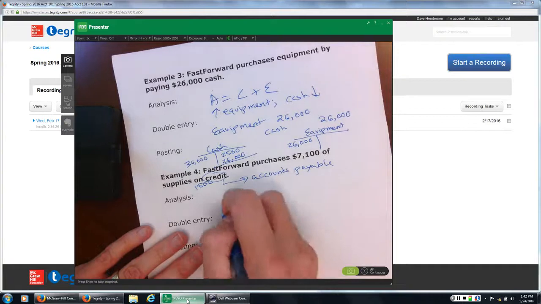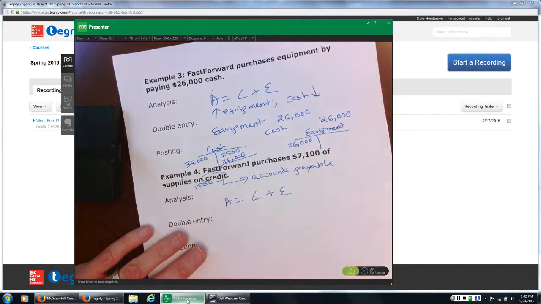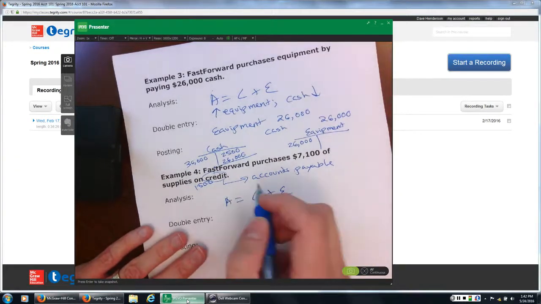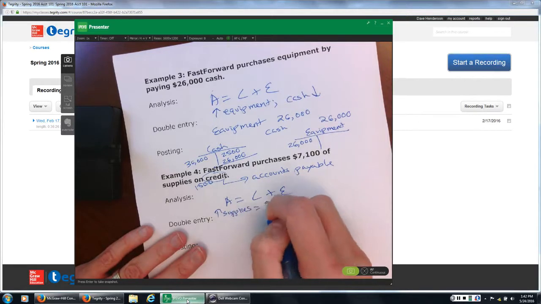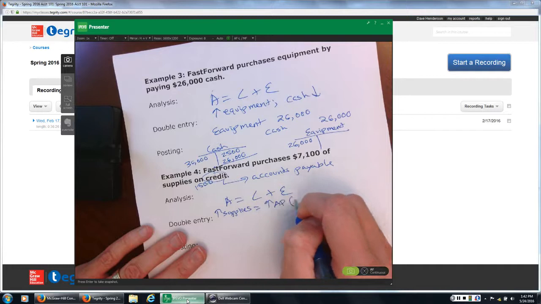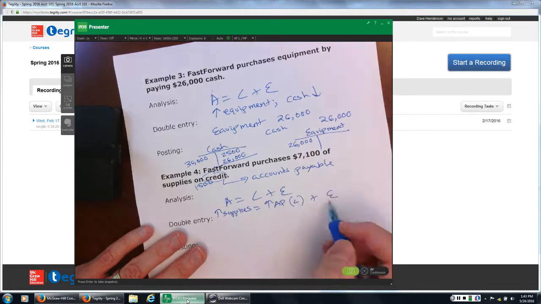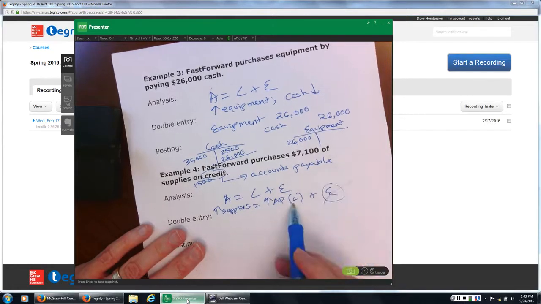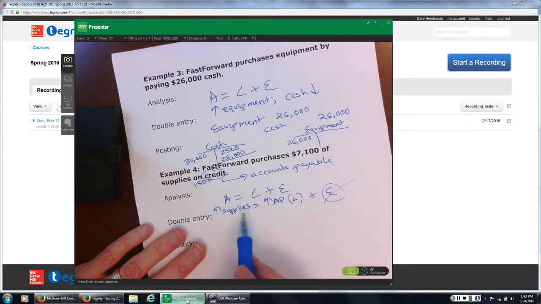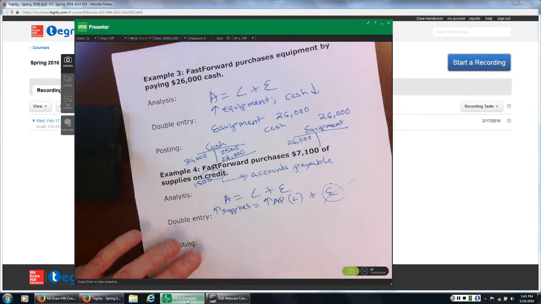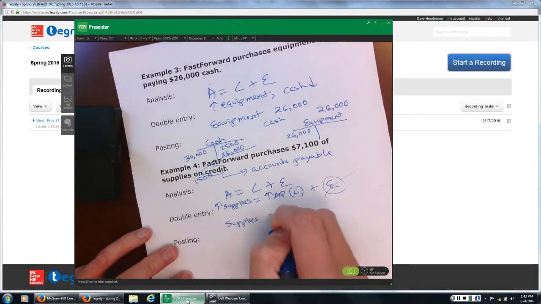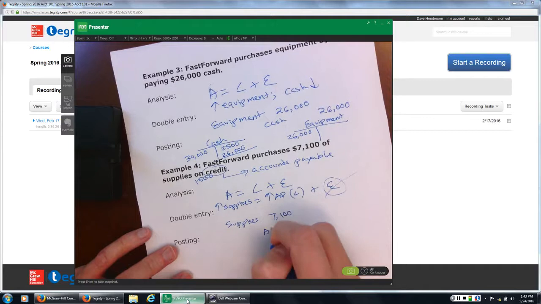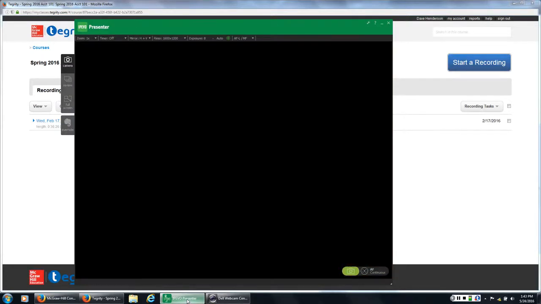So if we look at what's going on with our accounting equation, supplies are going up, and then also accounts payable, which is liabilities. So equity is not affected. Liabilities are going up by $7,100 because of accounts payable. And supplies, which is an asset, is also going up by $7,100. So we come over here and go debit to supplies, $7,100. Credit to accounts payable, $7,100.